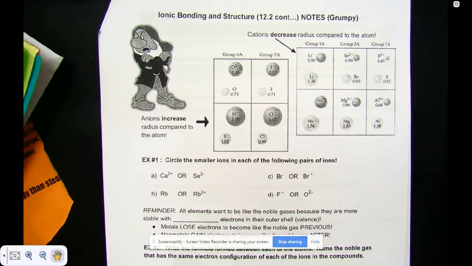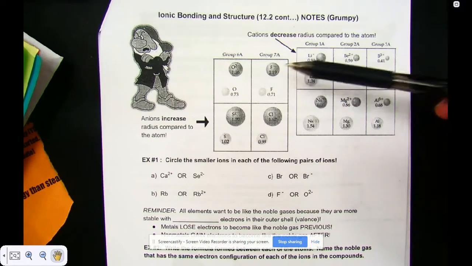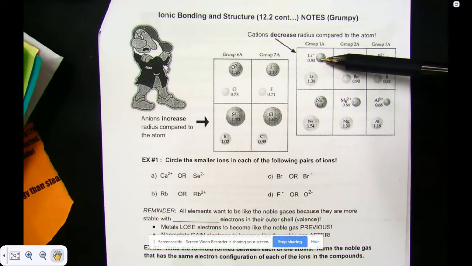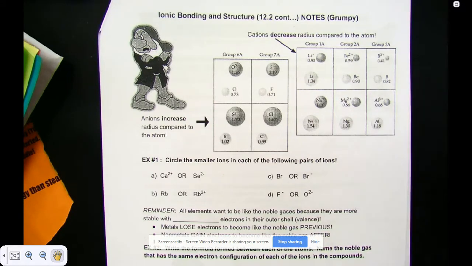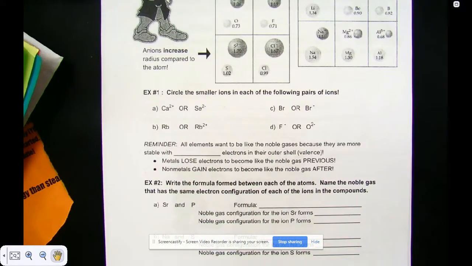So now we're going to be talking about that continuing. Here are some more examples showing you the radius of oxygen compared to oxide, fluorine compared to fluoride, lithium compared to the lithium ion, beryllium compared to its ions. You can see the differences and changes. Now we're going to put that to the test and see if we can figure out which of these would be smaller in the following pairs.